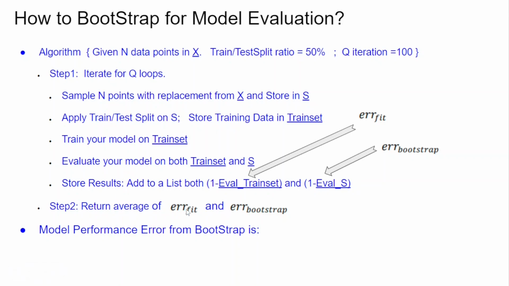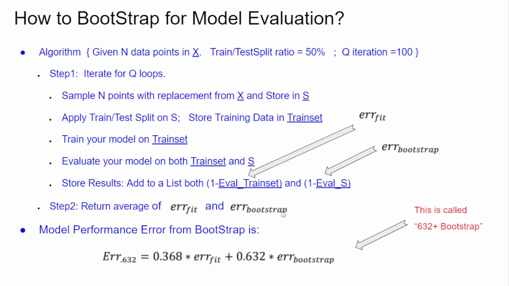The average we will return. You can also return the median. In fact, you will have the entire list of errors for you to do any distribution work if you want. Then, according to the bootstrap strategy, the error from the bootstrap for a given model is this equation: 0.368 times the fit's error plus 0.632 times the bootstrap's error. This overall error is called the error from the bootstrap and is also called the .632 plus bootstrap.